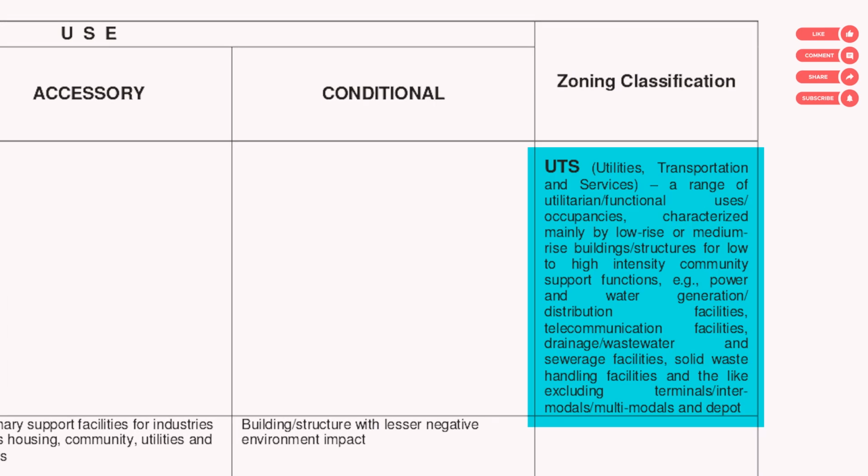UTS stands for utilities, transportation, and services. I think from the name it's obvious what this zone is about. Ito yung mga lupa na nakazone for utilities, the power generation, water distribution, water treatment, waste management, dump site, transportation terminal, etc. And other service areas. Kami mga ganun part ng city or ng municipality na mga ganyan talaga yung gamit. Kailangan may lupa tayo for these uses. Those lands that are used like this are zoned as UTS.